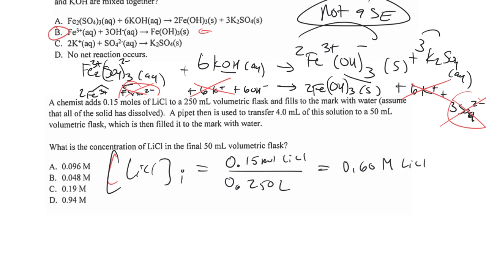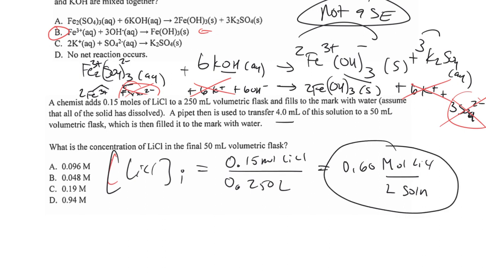Now, in a lot of problems, you're going to be better served to not necessarily write the capital M, but to just distinctly write moles of lithium chloride per liter of solution. So you can think M, that's fine, but just remember it's moles per liter. Moles of lithium chloride per liter of that solution. So then we took a pipette and took 4.0 milliliters of that solution, and then added it to a new 50 ml volumetric flask.